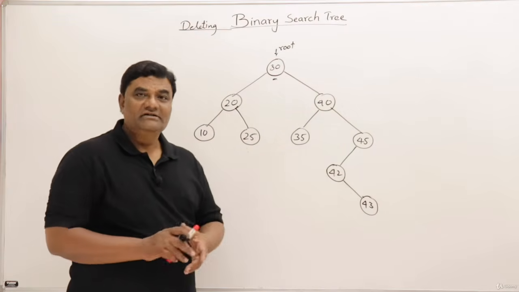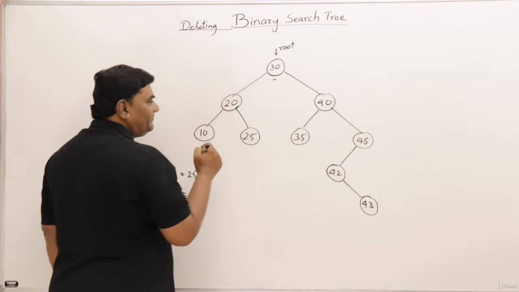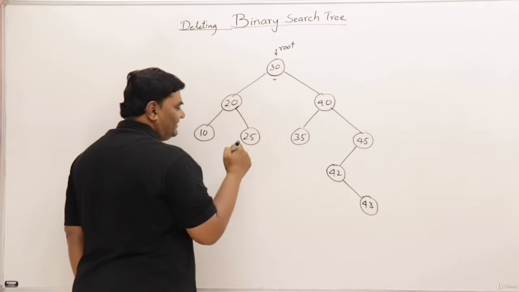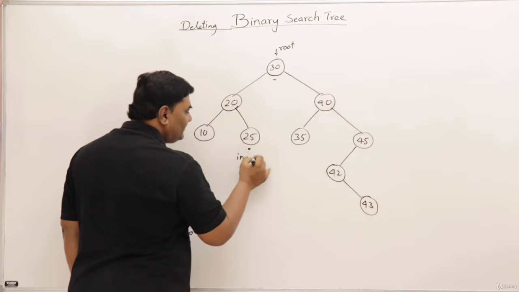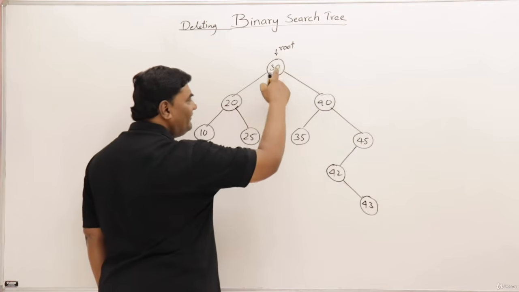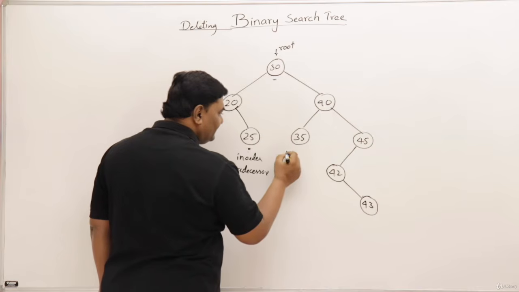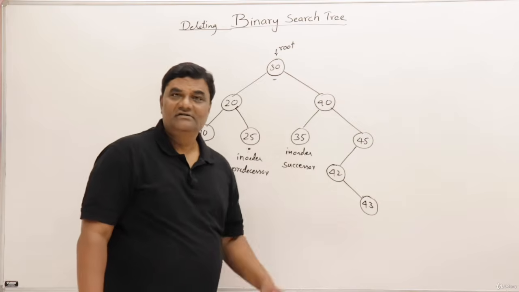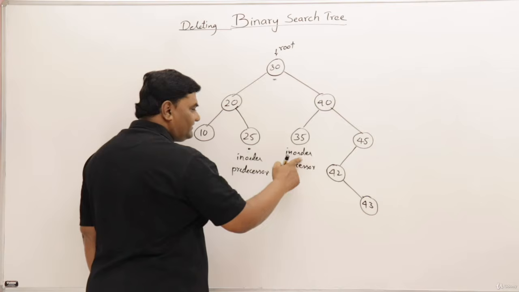Instead of doing it this way, the other way is, for 30, find the in-order predecessor. Means if you perform in-order, which node comes before 30? So 25 comes before 30. This is the in-order predecessor. And who is the in-order successor of 30? Who comes after 30 in the in-order traversal of this tree? This one. So this is the in-order successor. So for a node, there is an in-order predecessor and an in-order successor.